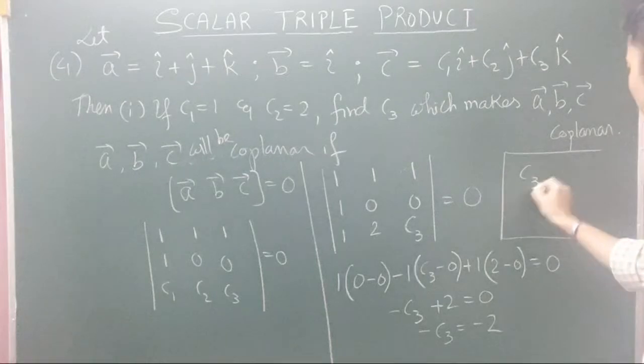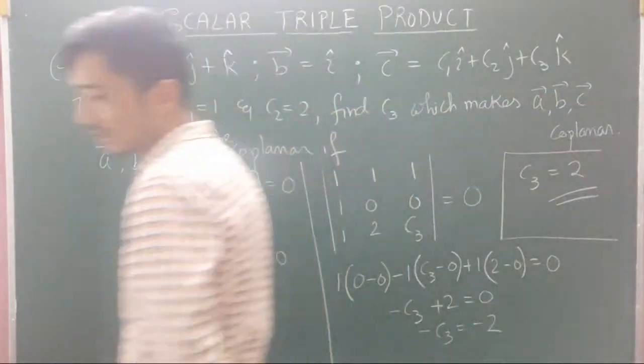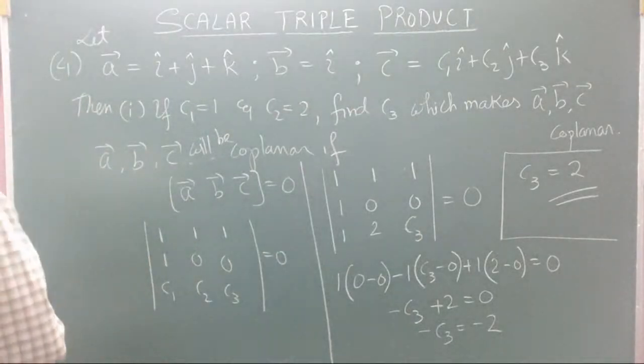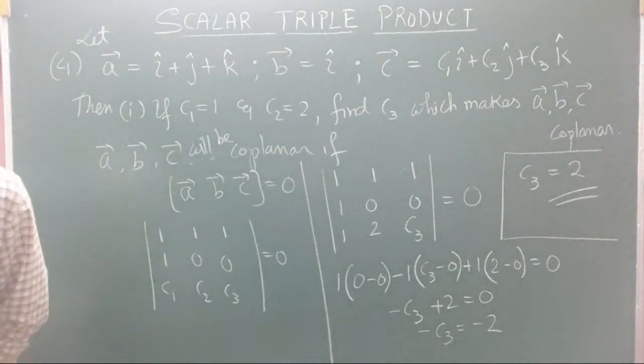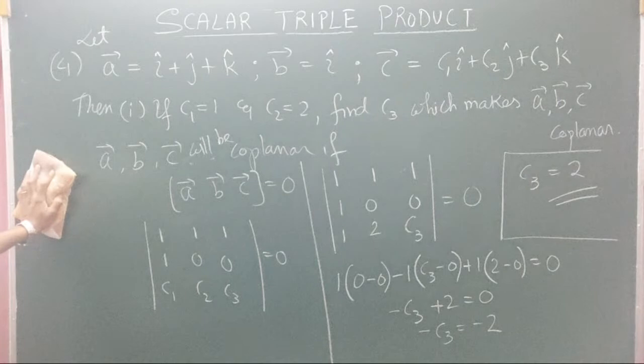So in that case, C3 should be 2. The value of C3 should be 2, so that our given vectors A, B, and C are, of course, coplanar. Done?